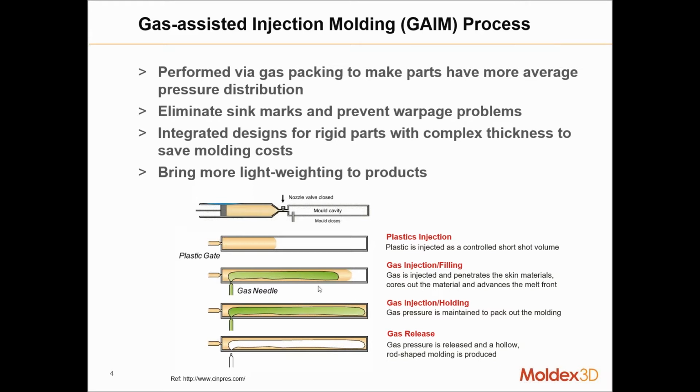Beyond that, because this gas is helping us distribute the pressure a little more evenly across the majority of our part, we're able to eliminate a lot of the sink marks, we're able to increase our dimensional stability, and we're able to obviously make the part a little bit lighter because of that replacement of material due to the gas.